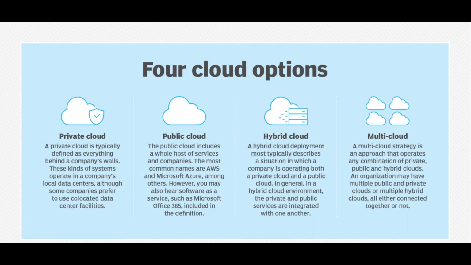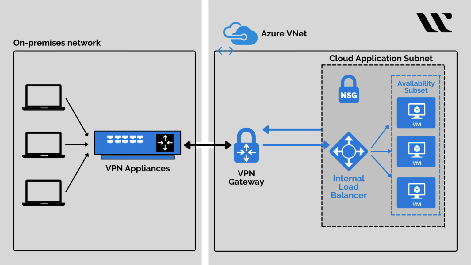Let's see an example in a diagram. Here you can see, let's suppose, VPN appliances. It's an on-premises network. Let's suppose there are three systems, which you can see on the left side. These are connected with the cloud application subnet, which is privately hosted. So from on-premises to private, it's all about connection, maintenance, networking, management and monitoring. Everything will be done by the company.